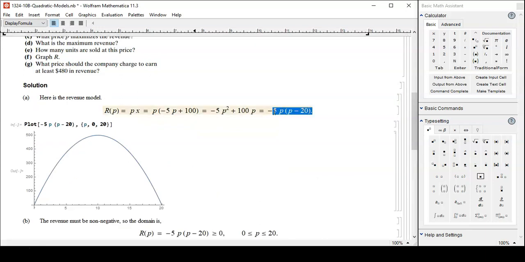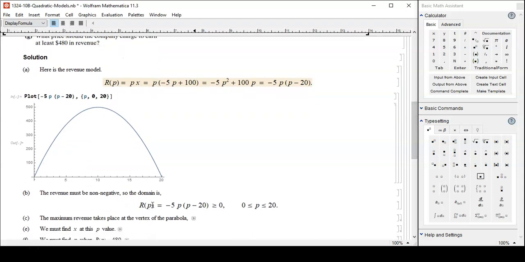The intercept form is a little bit more convenient in this case. So r is greater than or equal to 0. Dividing by negative 5 from both sides, we have p minus 20 is less than or equal to 0. We have gone through an awful lot of those quadratic inequalities in previous lesson 10a. And from here, getting 0 to 20, I'll leave you there. And that is the domain.